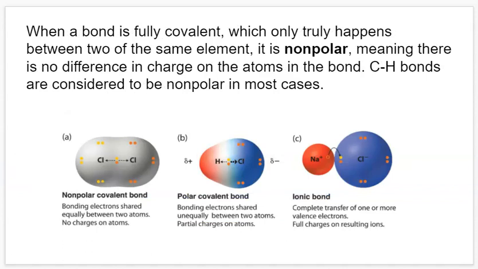So when a bond is fully covalent, which technically only happens when you have two of the same element, like the chlorine-chlorine example down here, it is considered to be nonpolar, which means that there's no difference in charge on the atoms in the bond. Usually when something's polar, one side of it is going to become negative and one side of it is going to become positive. And while it isn't completely nonpolar, carbon-hydrogen bonds are generally considered to be nonpolar in most cases, or at least molecules that are made of carbon and hydrogen tend to have nonpolar characteristics overall, even though there technically is a little bit of an electronegativity difference between those two atoms.